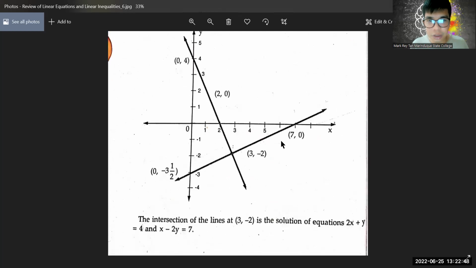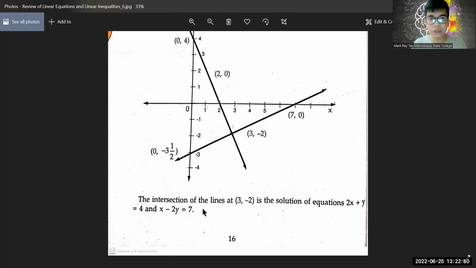Okay, let's proceed. So, ayun class dito, the intersection of the lines at 3 and negative 2 is the solution of equations 2x plus y equals 4 and x minus 2y equals 7. So, yun class, no? There are 3 topics for linear equations. Tatlo siya. Linear equations in one variable, linear equations in two variables, tsaka system of linear equations.